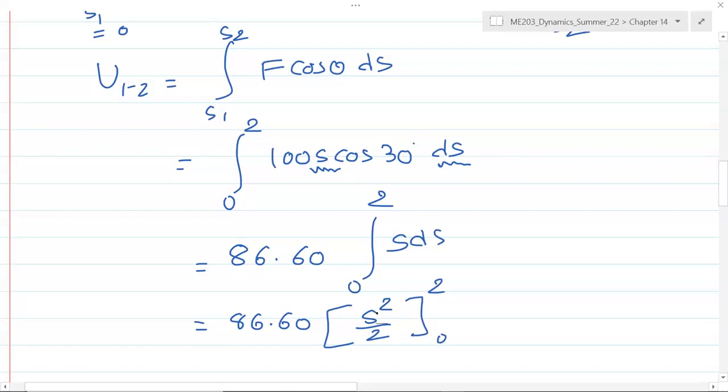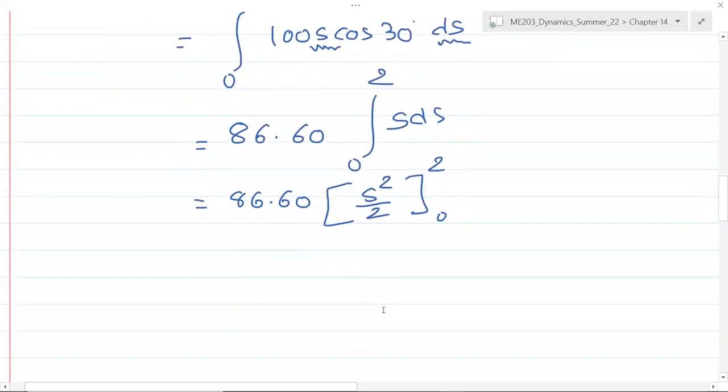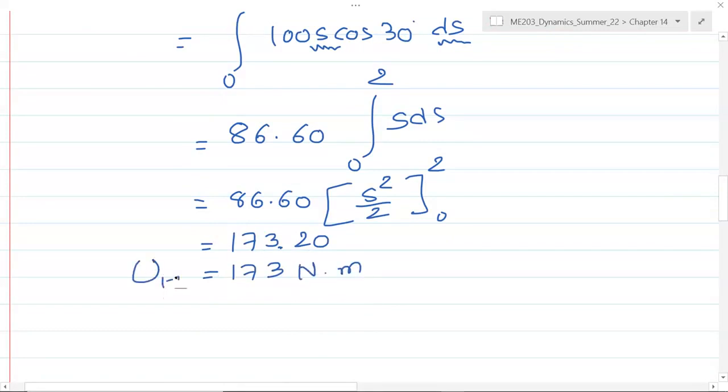So substitute s equal to 2 here. So it is 2 squared by 2, which is 2. So the final answer is 173.20, or to three significant figures, it's 173 Newton meter. That is the work done by the force, U12.